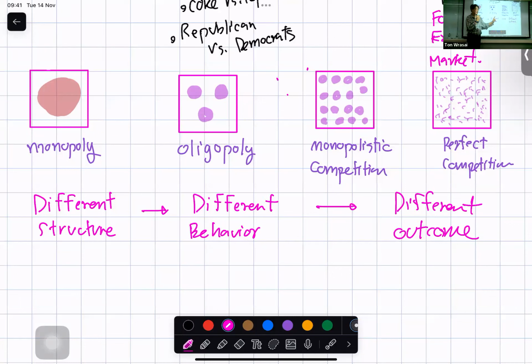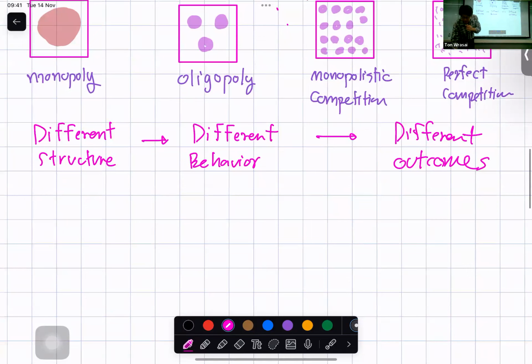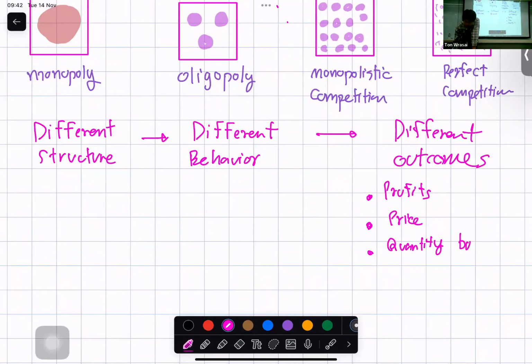Outcomes here cover your profits, profits received by you as a firm. Outcome here is also the outcomes related to price of the goods in the market. What will be the price? What would be the Q? Quantity traded, large or small? Quantity bought and sold.